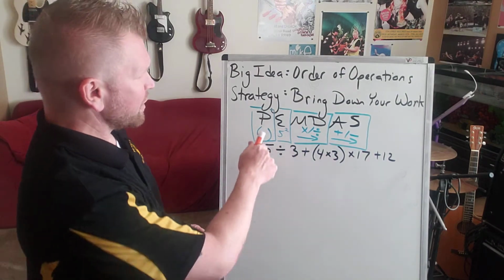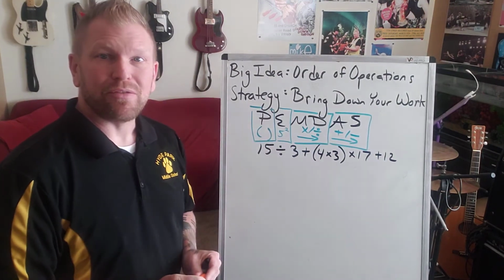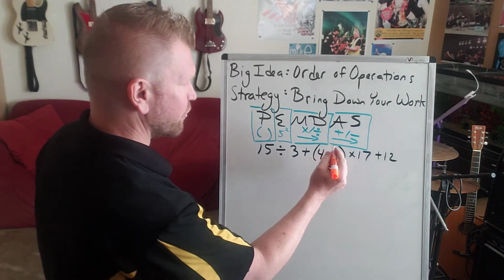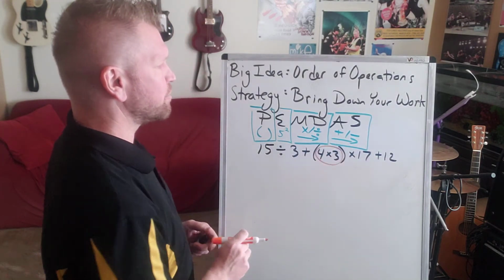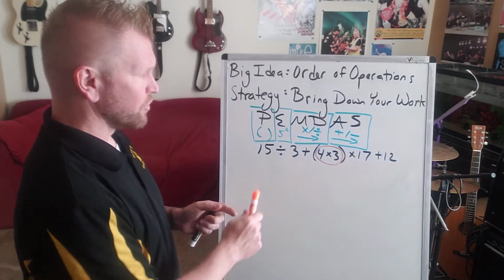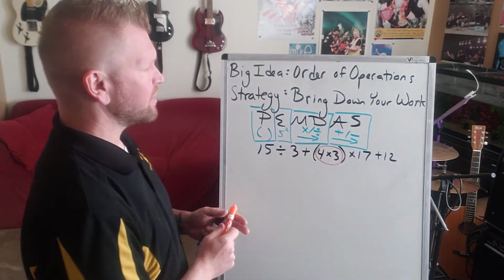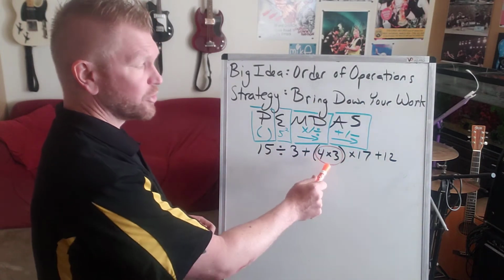All right, so are there any parentheses that we've got to take care of in this problem? In this case, yes. We've got to do 4 times 3 first because it's in the parentheses. So we've got to do that before the division or adding or multiplying or anything else. Got to take care of that. So 4 times 3 is 12.